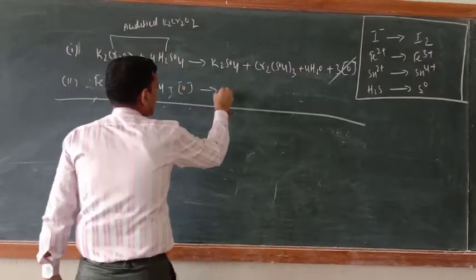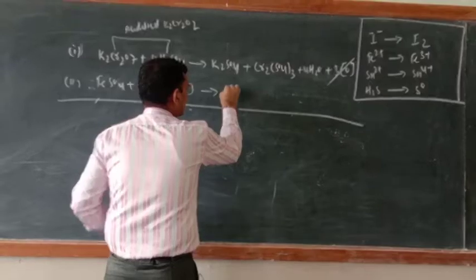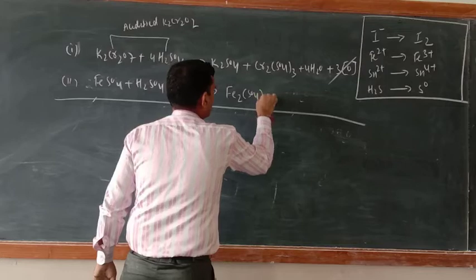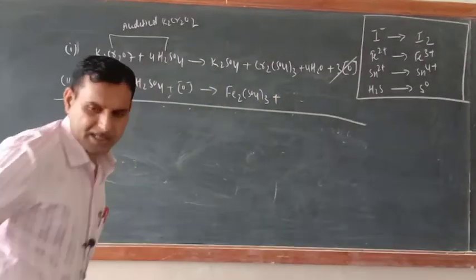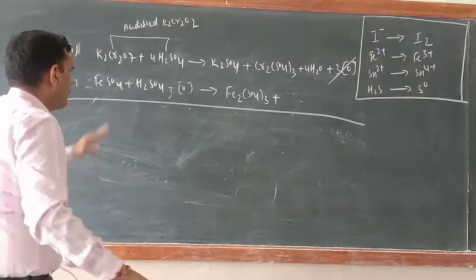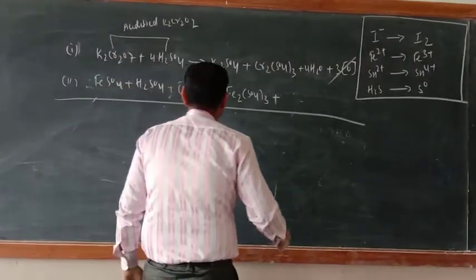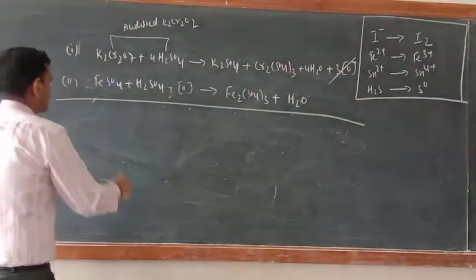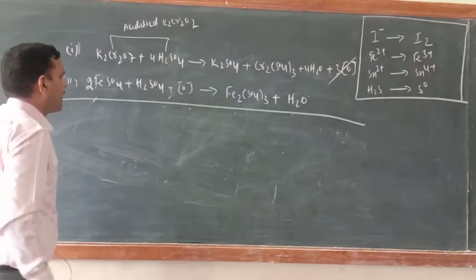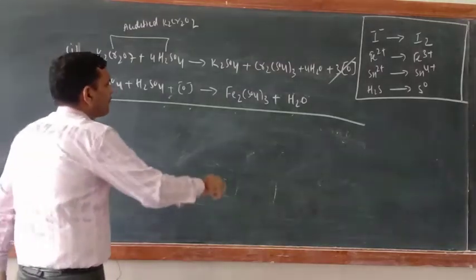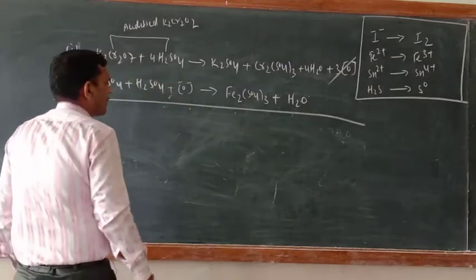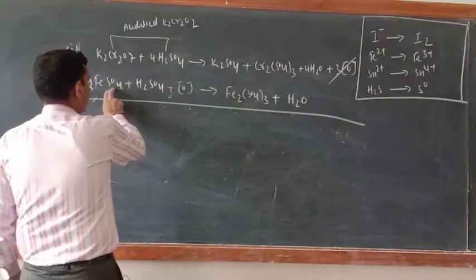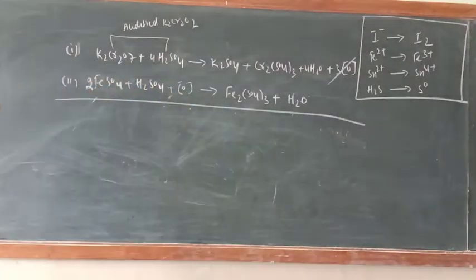Now what is the product here? Fe2 positive will be converted into Fe3 positive. So Fe2(SO4)3, whole thrice. Now what else is the product here? Plus H2O. Now please balance the reaction. Now H2O. See the oxygen: 4 times 3 is 12, 12 oxygen is here. This side how many? 12, 13 oxygen. This side 8, 12, 13. Everything is balanced. You can check this one.